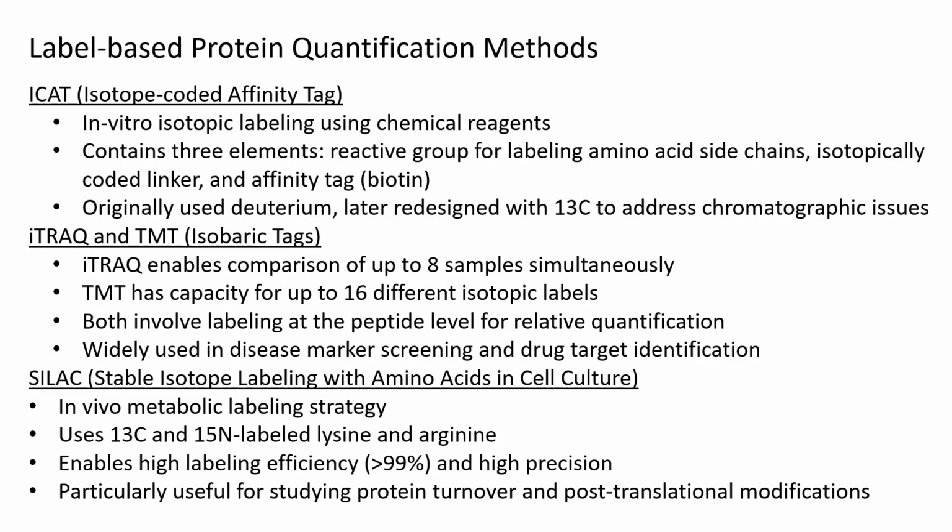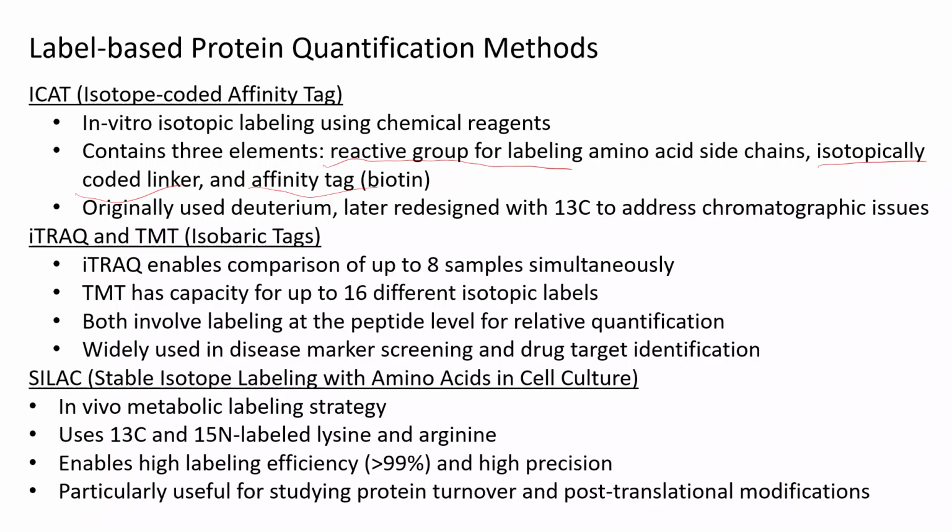Coming to several label based protein quantification methods, there are several methods. Out of these, we discuss three here. First one is isotope coded affinity tag. This is an in vitro isotopic labeling using chemical reagents. It contains three elements: the reactive group for labeling amino acids, an isotopically coded linker, and an affinity tag, biotin. This originally used deuterium, later redesigned with 13C to address chromatographic issues.